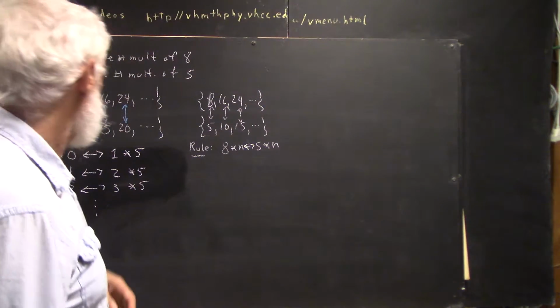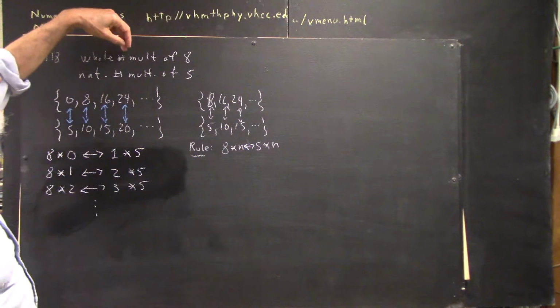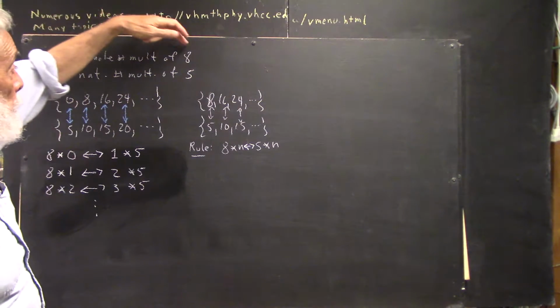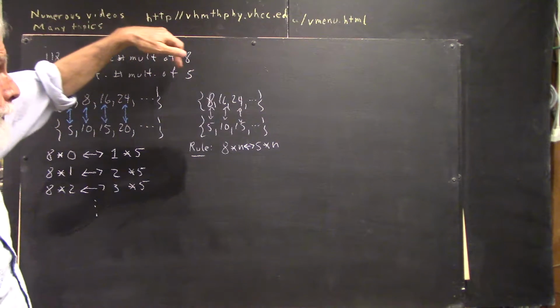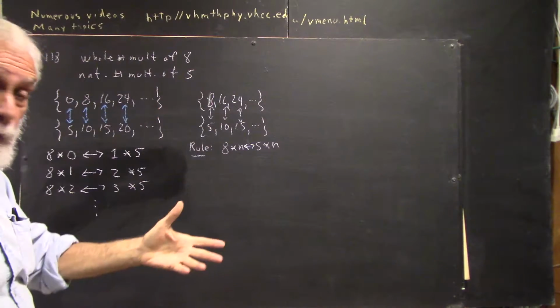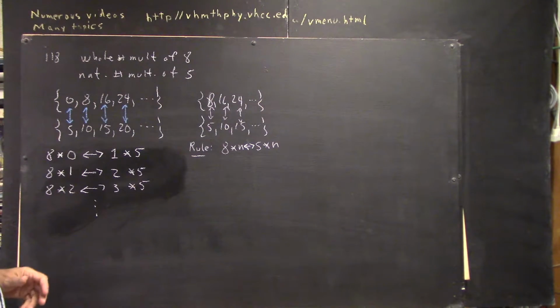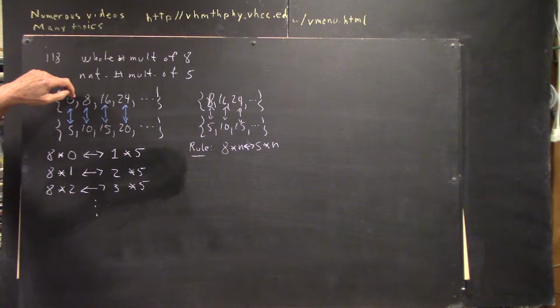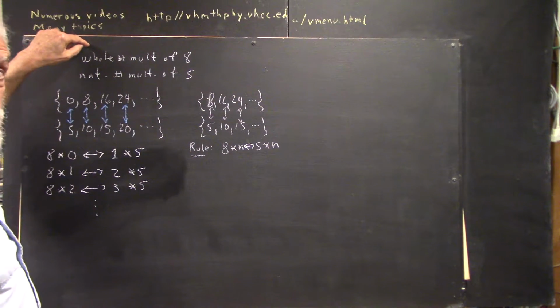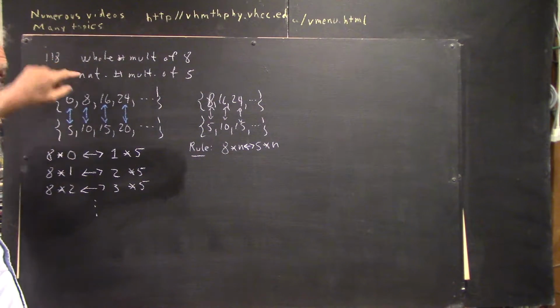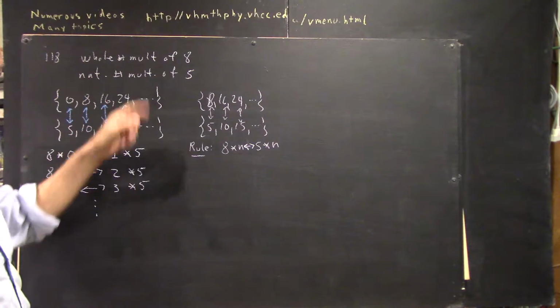Okay. Number 118, we're wanting to associate the whole number multiples of 8 with the natural number multiples of 5. Now you have to be careful, okay? Because the whole numbers and natural numbers aren't exactly the same. The whole numbers include 0. The natural numbers start at 1. Natural numbers are your counting numbers.